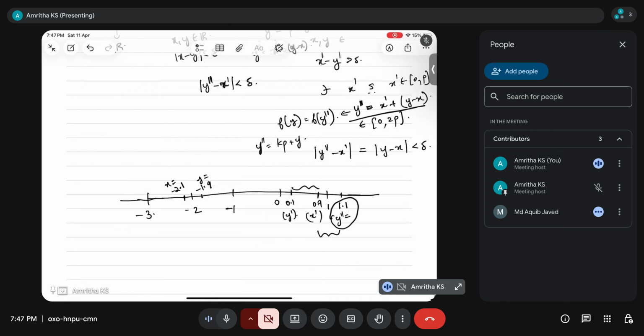Okay. Now, but the thing is, you should take the delta corresponding to the uniform continuity on 0 to 2, not 0 to 1.